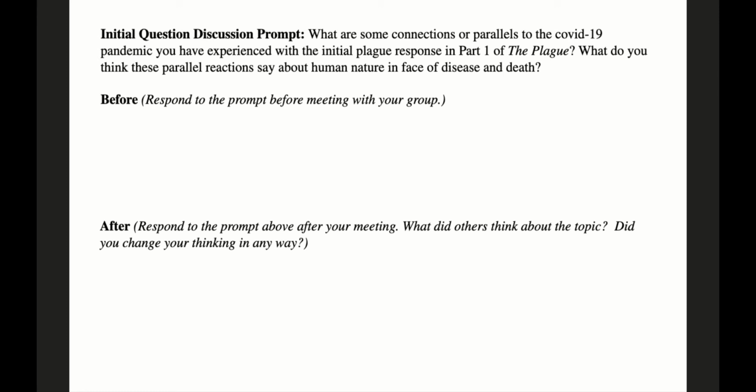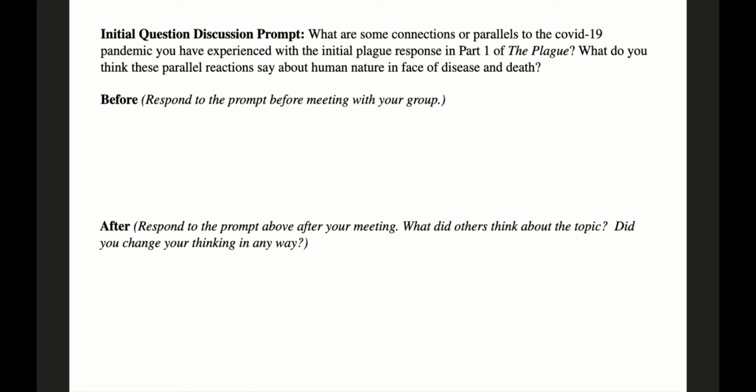Here's what I want you guys to answer, and you would fill out before the Socratic seminar. Okay, you would do the 2 questions, and then you would do the before, not the after, but the before, where you're going to respond to the prompt, so you have something to say. So you got to type it out for yourself. But here's the question this time: what are some connections or parallels to the COVID-19 pandemic you have experienced with the initial plague response in part 1 of the plague? What do you think these parallel reactions say about human nature in the face of disease and death?